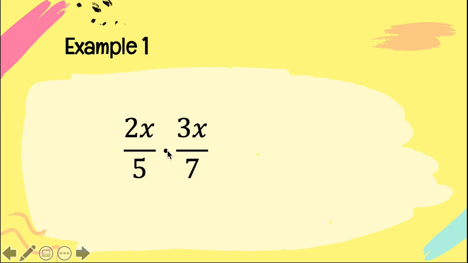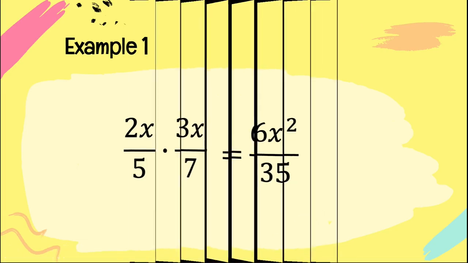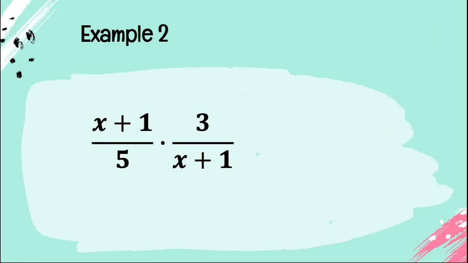So 2x times 3x, the answer is 6x squared. And then 5 times 7, the answer is 35. And then as you can see, the GCF of 6 and 35 is 1. So therefore, this will be our final answer. Let us go now to the second example.